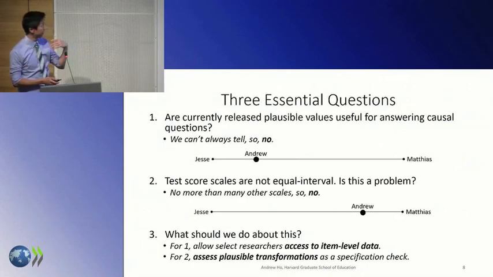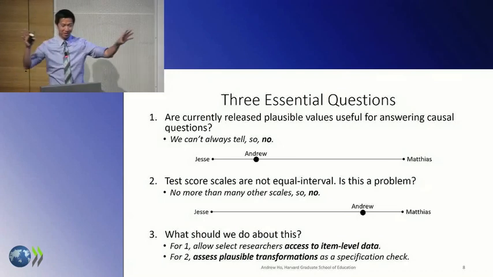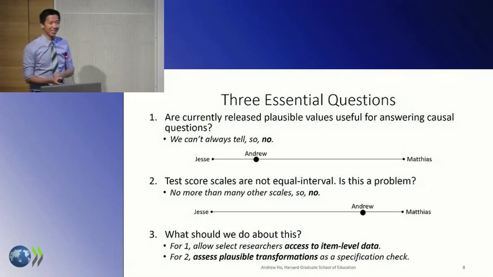The second is, test score scales are not equal interval. Is this a problem? And here, Jesse was saying, yeah, that's a problem. And I might agree with sock puppet Henry and Matthias that I'm not so sure it is a problem. And this really is at the heart of measurement, so it's worth really grappling with this. And I'm afraid we should reorder the presentations, because I'm going to start discussing another paper that hasn't been brought up yet.